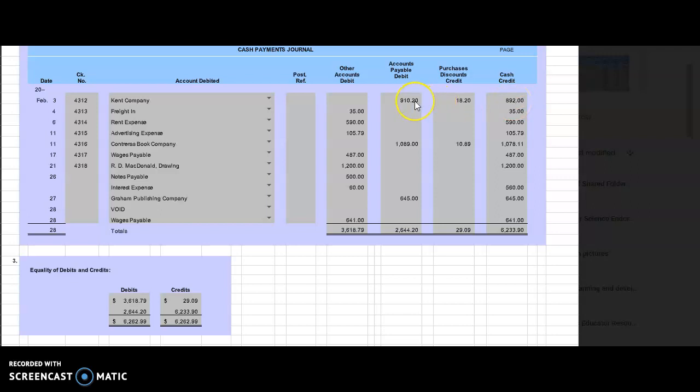So really what you do, you take your accounts payable, which is what you owed them, subtract how much you actually paid in cash, and that's going to give you the purchases discount.